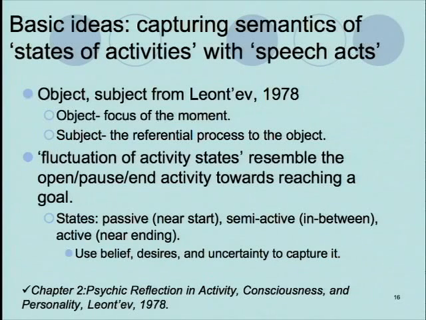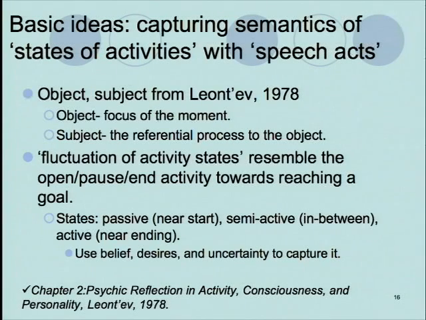I use this fluctuation to resemble the open, the pause, and the end of activity towards reaching a goal. I identify 3 states: passive, which is when they're just starting the activity of coordinating a meeting; semi-active, when they're in between just starting and reaching the goal of the activity; and active, which is the near-ending state. So I use belief, desires, and uncertainty to capture this.